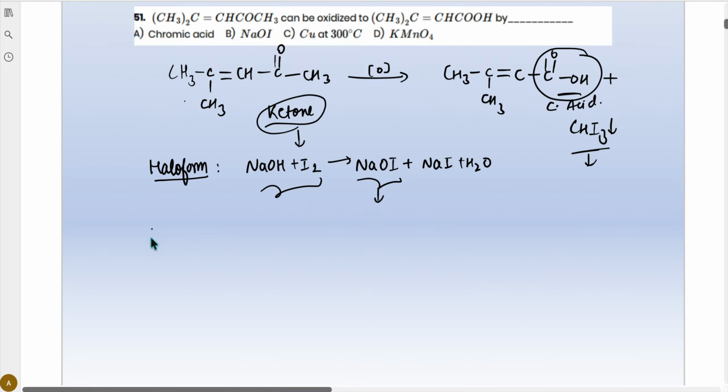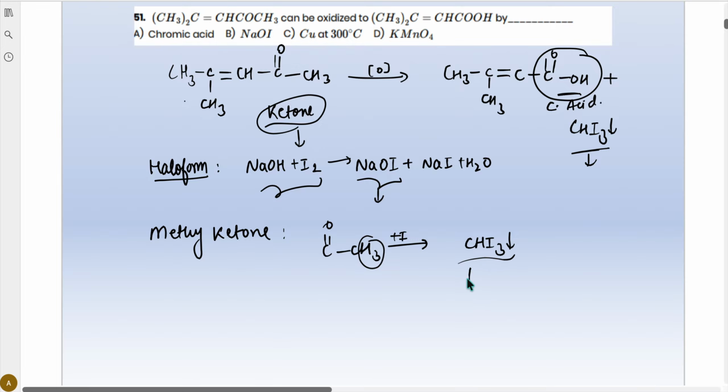Now see, this is a methyl ketone, and this methyl ketone will be oxidized to carboxylic acid. Always remember, whenever we have a methyl ketone, all the hydrogens are replaced by iodines, and we will get CHI3 as iodoform. And this ketone will be oxidized further to a carboxylic acid. So two things you will get, one carboxylic acid, other iodoform. So according to this, answer should be B, correct.